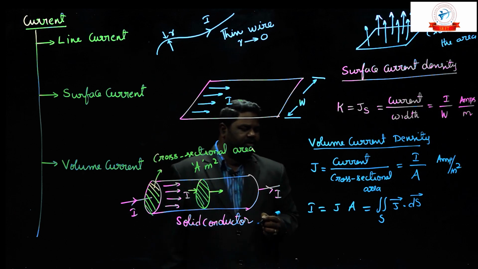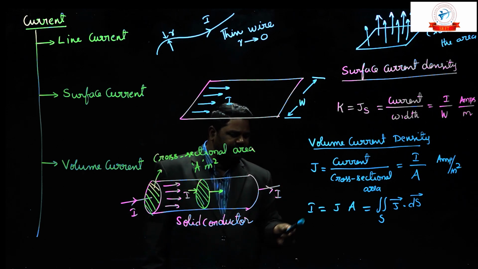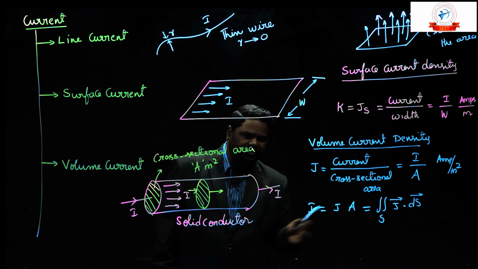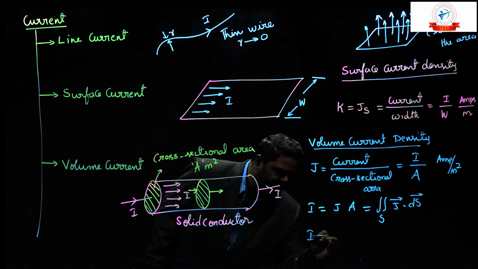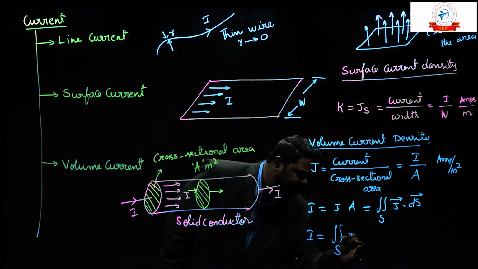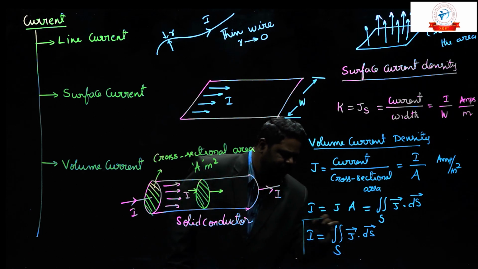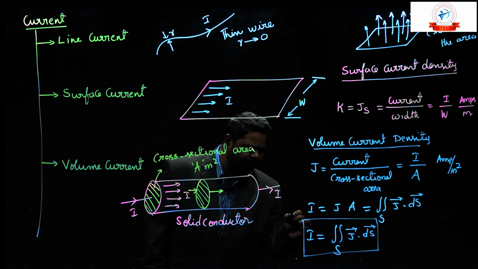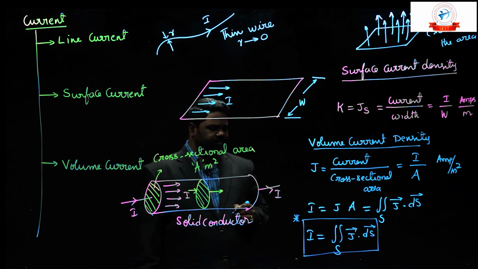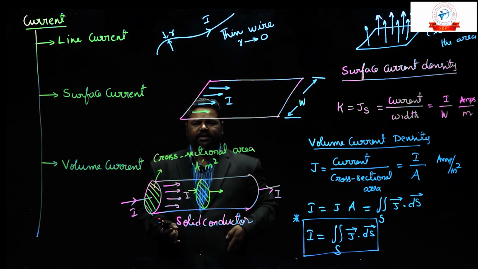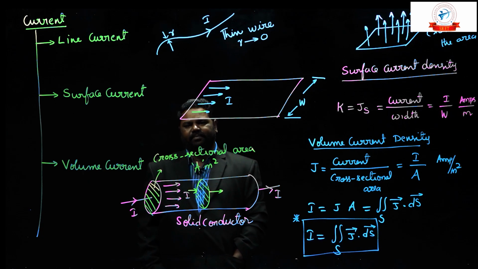Another very important equation: the relation between current and volume current density is through the surface integral. So current is equal to the surface integral of volume current density, which is a very important equation we use in electromagnetic fields. So these are the three types of current distributions: line current, surface current, and volume current. Now let me explain the Maxwell's equation from Ampere's law.